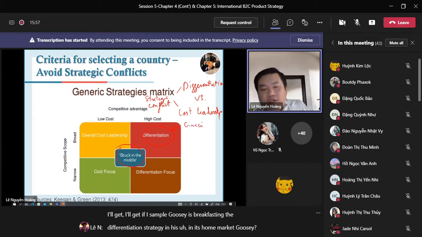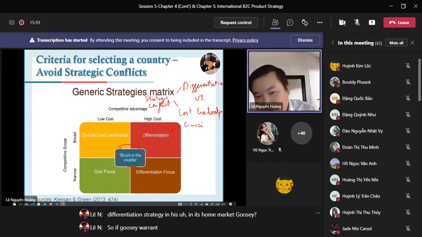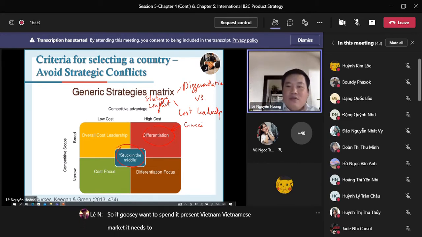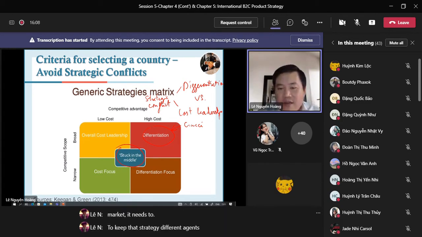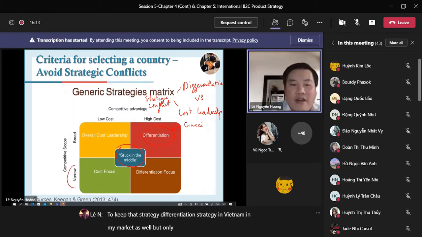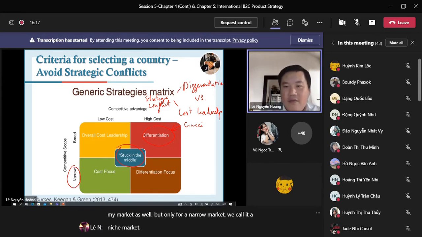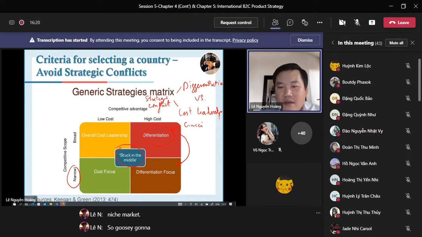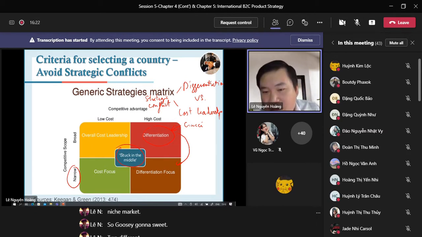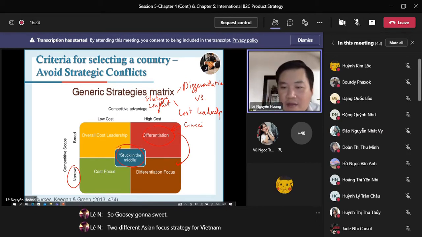For example, Gucci is practicing the differentiation strategy in its home market. So if Gucci wants to expand its presence in the Vietnamese market, it needs to keep that differentiation strategy in the Vietnamese market as well, but only for a narrow market, or we call it a niche market. So Gucci is going to switch to a differentiation focus strategy for the Vietnamese market.